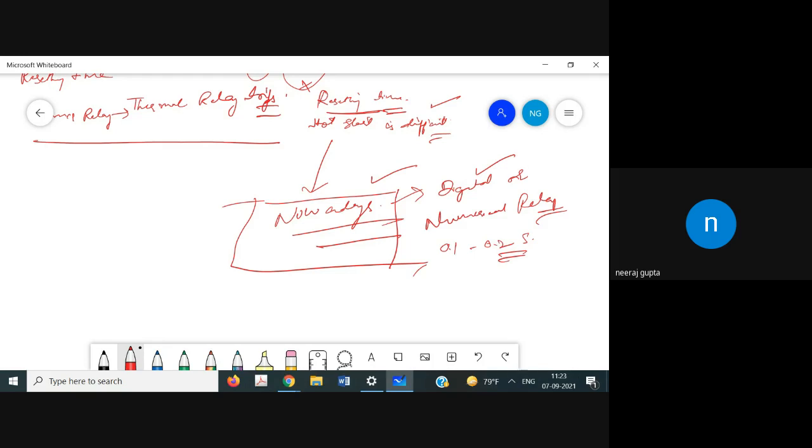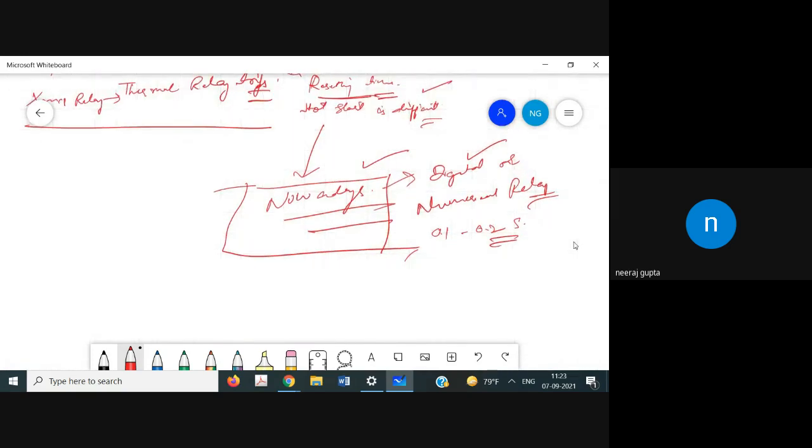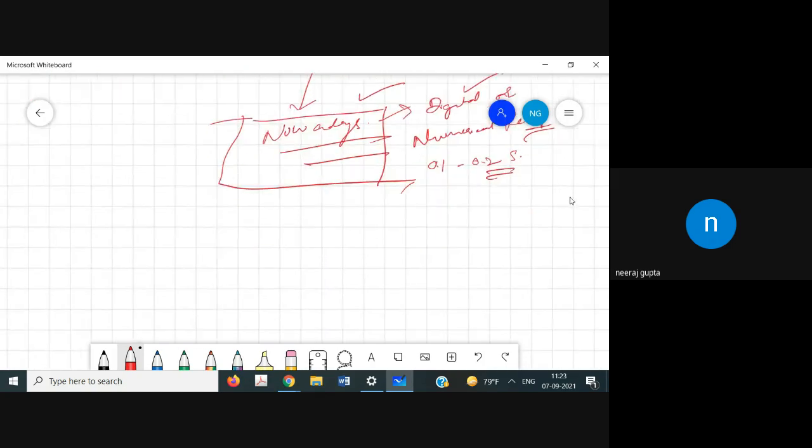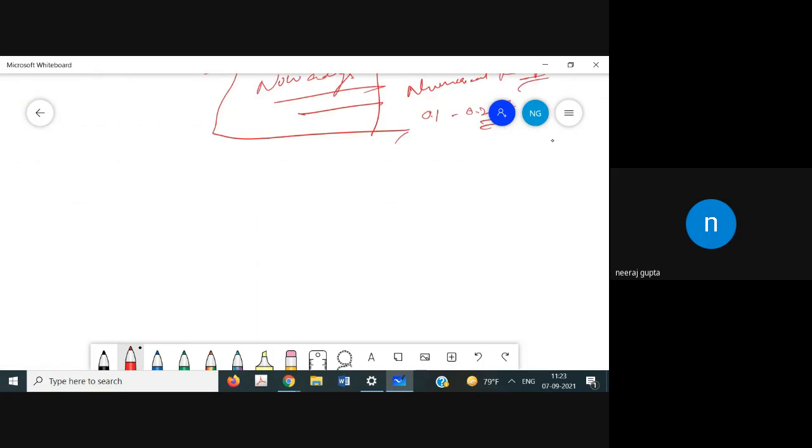Now that is what we are using nowadays. However, for the overloading condition, we are still using that thermal relay. If you take the case of this thermal relay, we can compare this thermal relay with the MCB also. This thermal relay is also contained in the MCB that we are using nowadays. So let us suppose we compare the thermal relay with the MCB, the miniature circuit breaker.